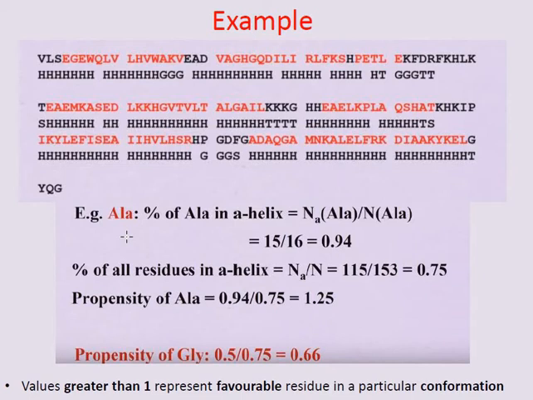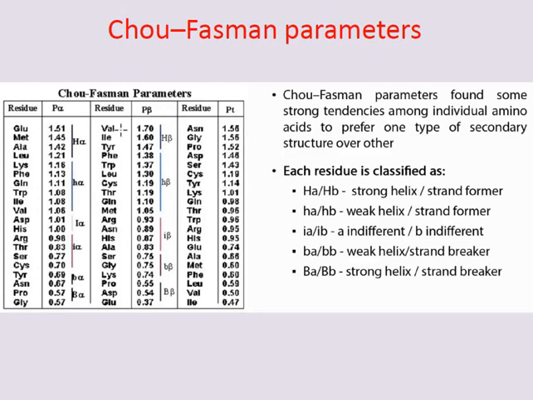And these propensities were calculated by Chou and Fasman, and they created this table of parameters for all 20 residues and their preferred conformations, right? So they assigned these propensity values for alpha helices, beta sheets, and then you have PT, which means the turns or the coils, you can say. So overall, based upon these propensity values, we can classify each residue into different classes.